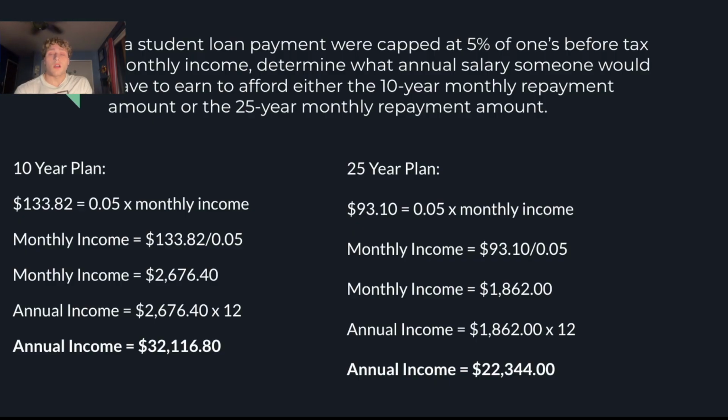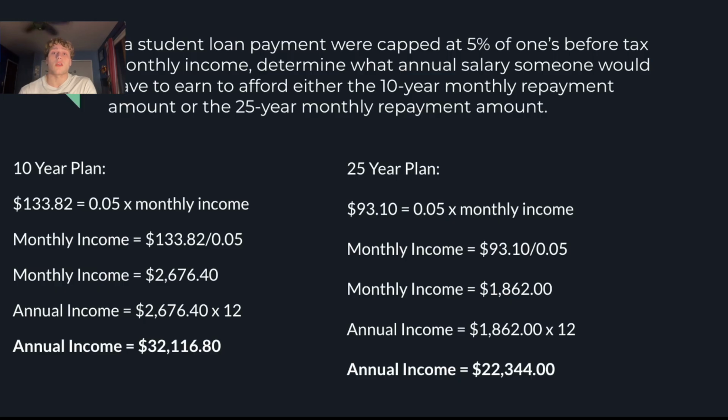133, and then you get this little formula. So 0.05 times the monthly income. I divided one by the other. So you change the formula to monthly income equals 133.82 divided by 0.05, and then you get a monthly income of $2,676.40.